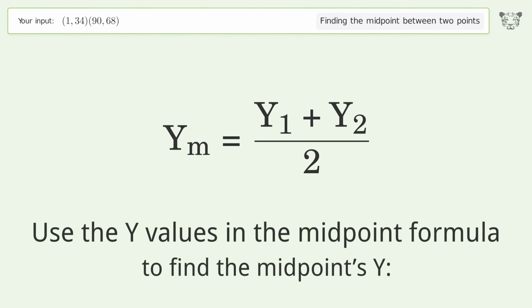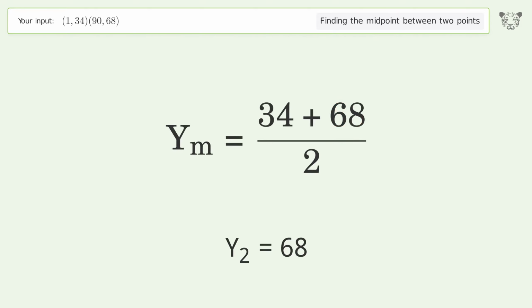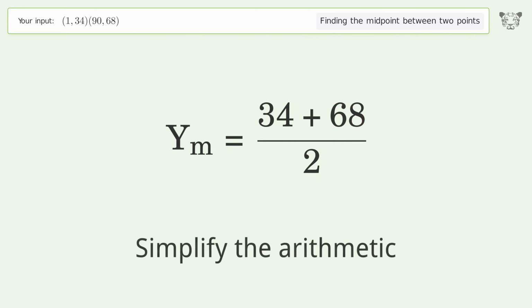Use the y values in the midpoint formula to find the midpoint's y. y1 equals 34. y2 equals 68. Simplify the arithmetic.